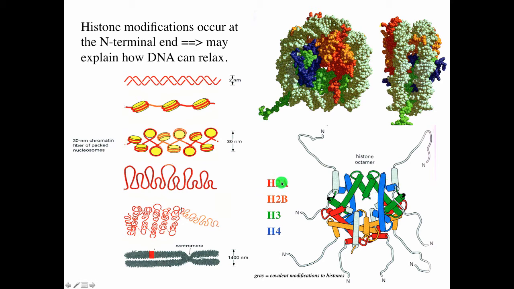So you can see the red are the H2A molecules, the orange the H2B, green showing the H3, and the blue showing the H4. The gray areas in this diagram show where covalent modifications to histones might occur, and also note that the N-terminal ends of the histones stick out from the main center of the molecule.